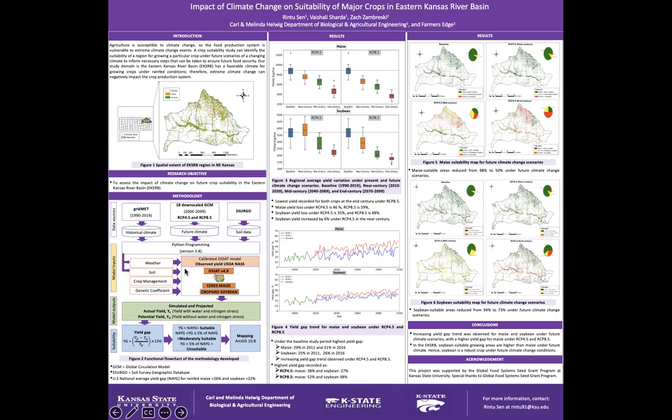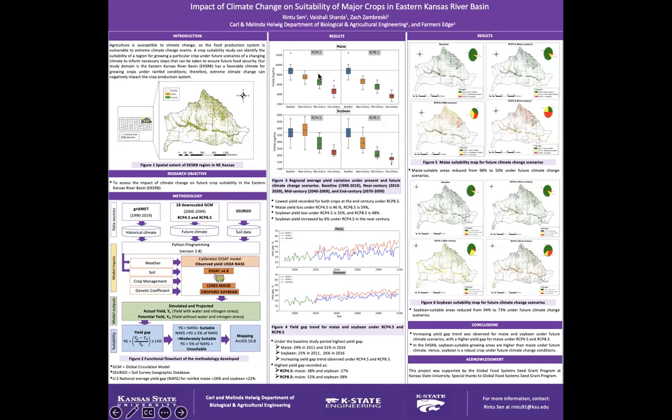And to run the DSSAT model, I used weather, soil, crop management, and genetic coefficients as the input data, and the model simulated or projected actual and potential yields as outputs. Finally, I used the yield gap percentage formula to calculate the suitability in my region, and I used the national average yield gap percentage to divide my study area into 3 groups: suitable, moderately suitable, and unsuitable. And finally, I used ArcMap 10.8 to map the suitability in my region.